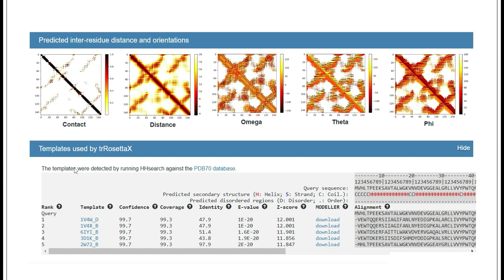One more thing, these templates were detected by running the HHsearch algorithm against the PDB70 database. HHsearch is a bioinformatics algorithm. It compares your protein sequence or MSA to a database of known protein structures, and it finds potential templates for structure prediction. Then it calculates how well the query matches each protein in the database and assigns scores like confidence, e-value and coverage to help decide if a match is worth using as a template.